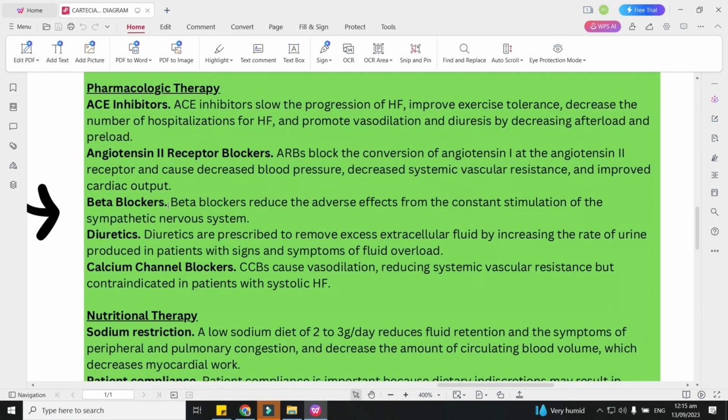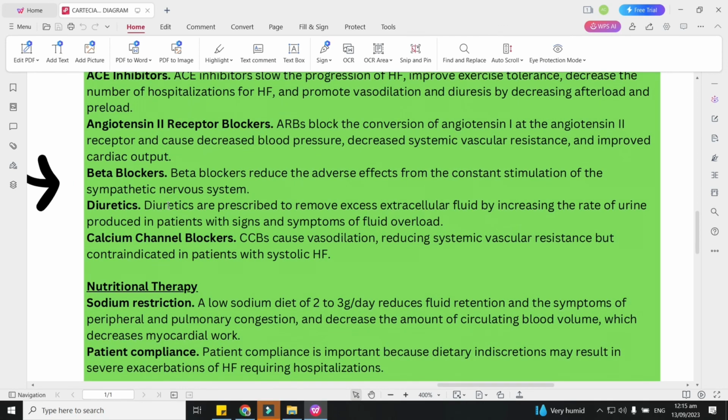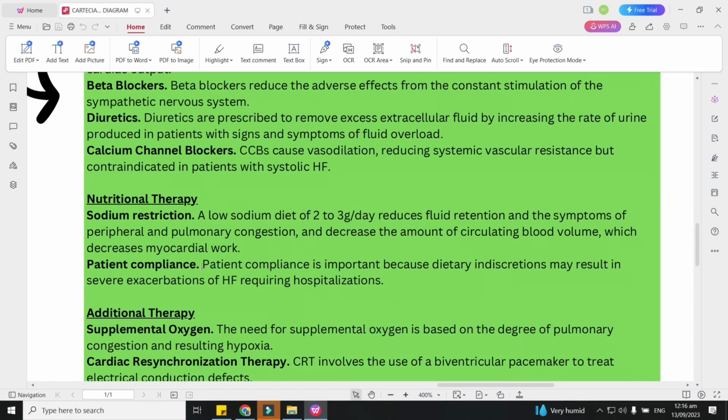So next is, of course, nutritional therapy. In nutritional therapy, we have sodium restriction and patient compliance. Sodium restriction, as we can remember from the basics of our lessons before in biochemistry, where there is salt, there is water, right? Or where there is water, there is salt. To lessen this from happening, because when the two are present, there's really an effect on the blood pressure, our patient is restricted with sodium or asin.